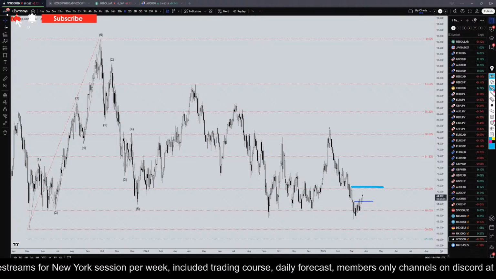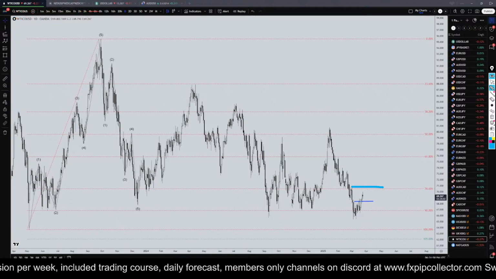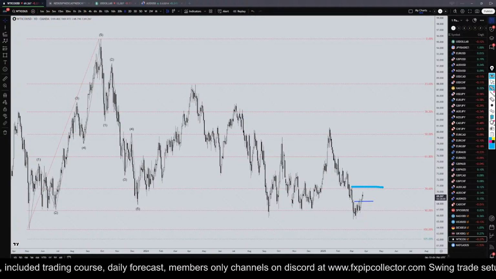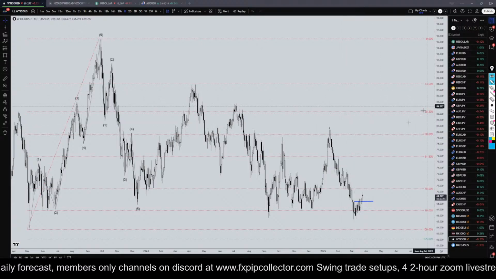Let's see. Who's that? William or something? Yeah. Aussie dollar. I do admit that the Aussie dollar does look like an expanding flat. It definitely could be an expanding flat.